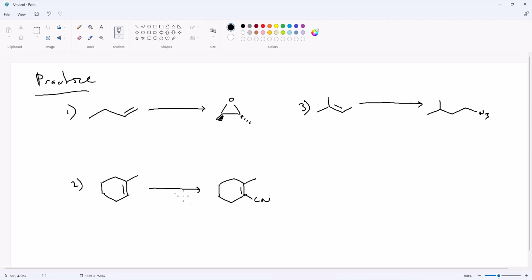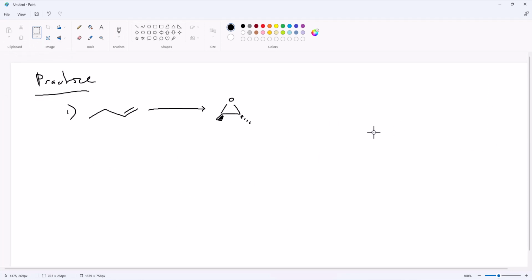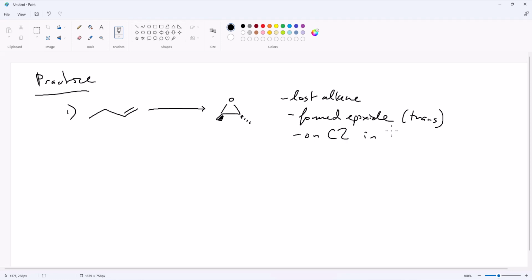So let's start talking about these 3 problems. Let's start with the first one. In fact, let's clear the other 2 off the board so we can talk about them one by one. So let's talk about this first one. What we've done here is, let's take inventory of what's happened. We've lost the alkene, and we've formed an epoxide. And it looks like the stereochemistry on this epoxide is trans. So it's a trans epoxide. And it looks like it's on carbon 2 in butane.